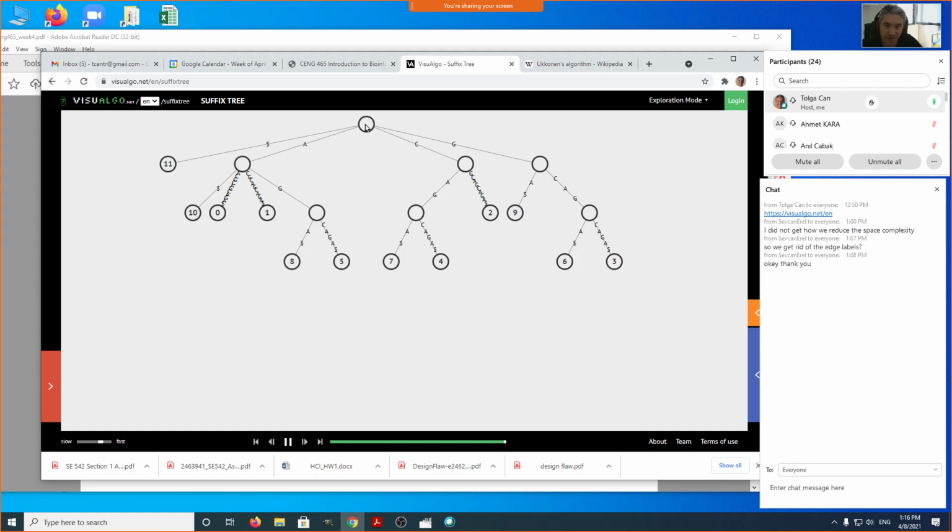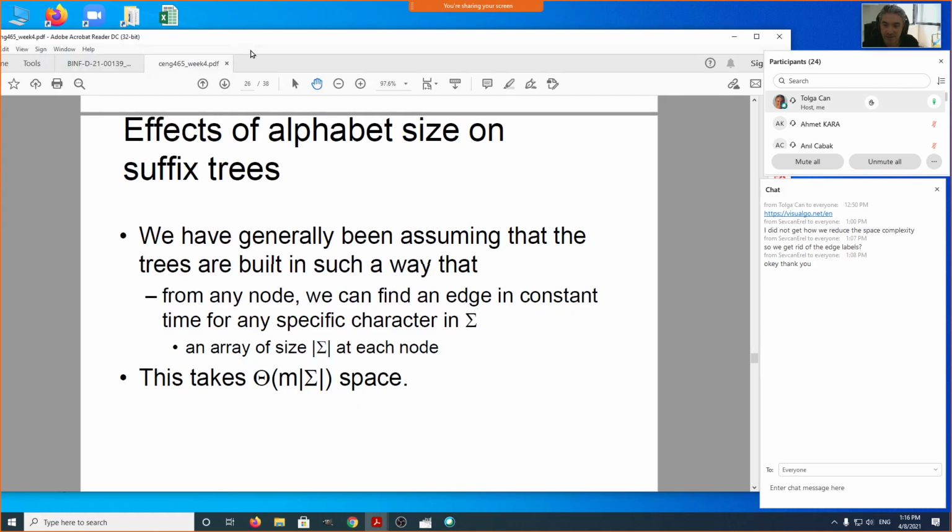But in that case, if your child list is not dynamic like this, if you have fixed positions for each of them, there's another drawback, which is you may be wasting storage, because for edges that do not exist, you have to reserve space for them. So this actually increases the space complexity this time to m times alphabet size space.